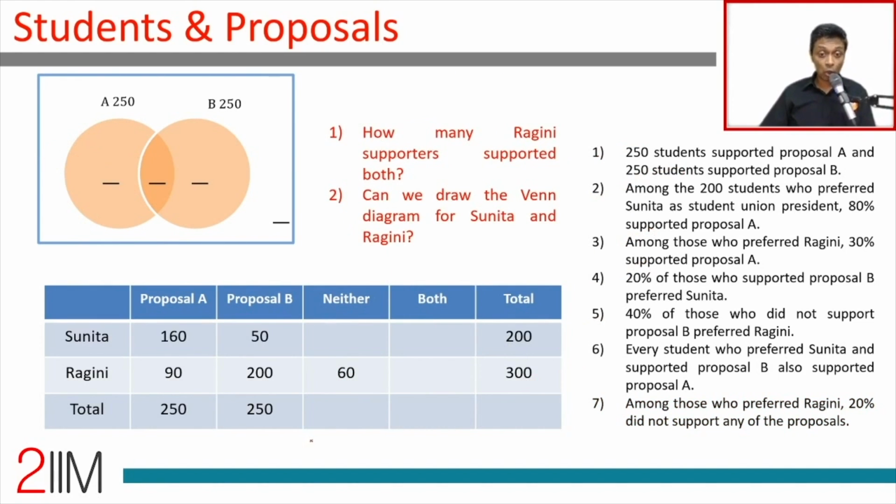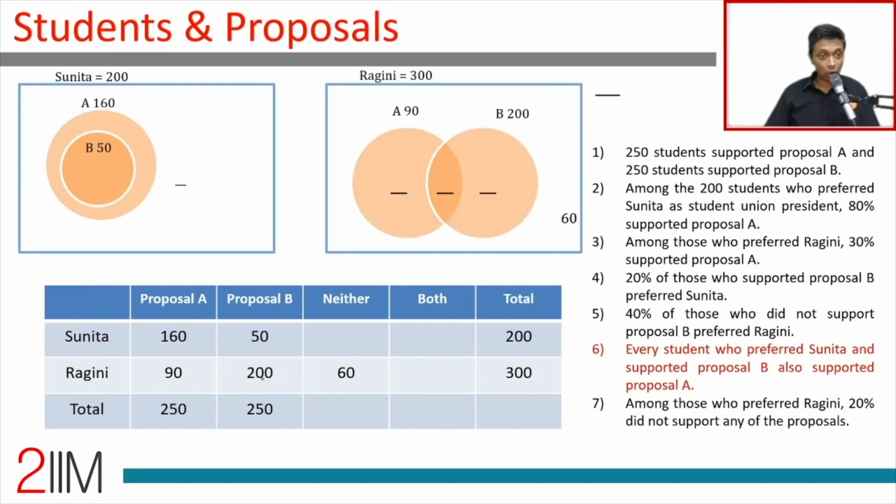Right? So now we put this 60 in. We know that in Sunita, B is sitting inside A, and we can find the outside number. Inside Ragini, we have 90 and 200 as A and B, and A union B to be 240. With that, we can find A intersection B. If we draw these two diagrams, we are through. Fine. So 160 here, 50 here, so outside should be 40. So neither should be 40.